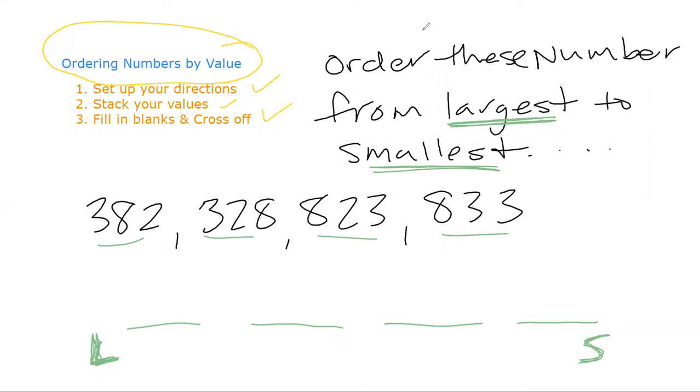Because as we talked before, we're always moving left to right in the way that we read numbers and the way that we do things in math. So that's setting up with my directions, right? I followed largest to smallest. Here's my numbers, set up.